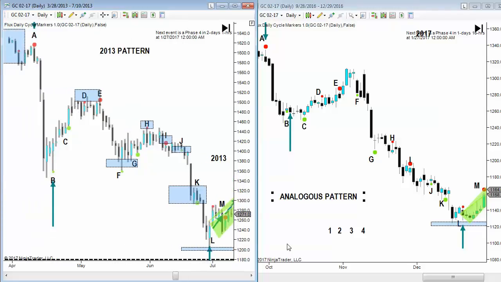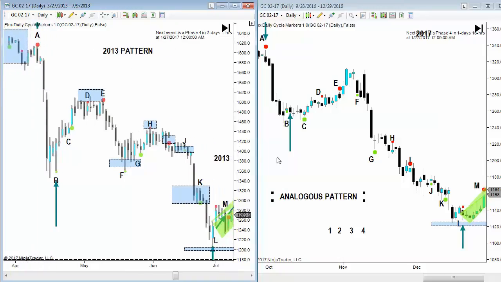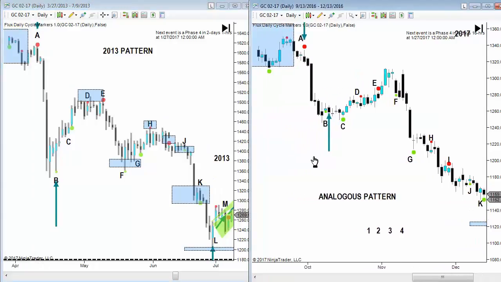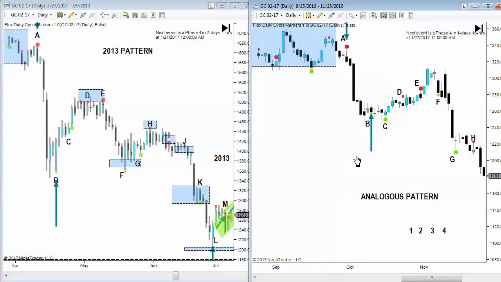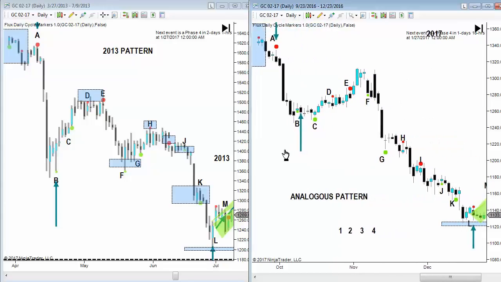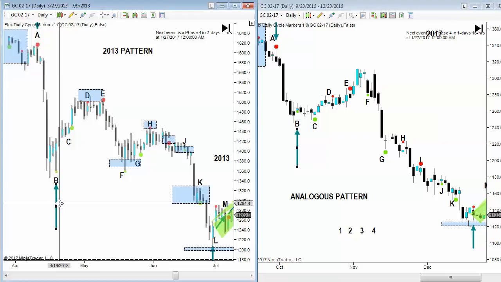Well, it's the in-between stuff that has me particularly fascinated. And let me share what I mean. In the 2013 pattern, A is the high of the leg before, just before it drops out of the consolidation area. In 2017, A is the high of the leg just before it breaks out of the consolidation area. That move stops at the next phase 1 event. Little green dot is a phase 1. In 2013, we had a very similar reversal.